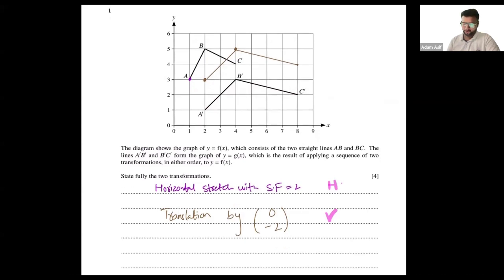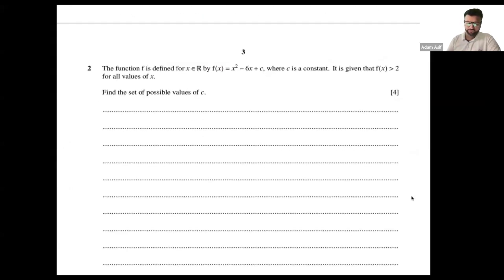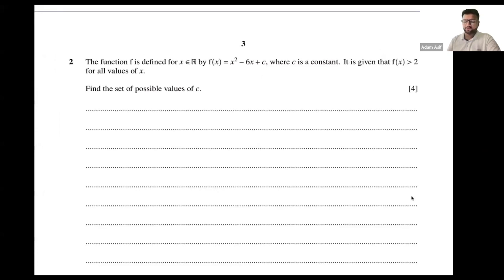Okay. Moving on to question number 2. The function f is defined for x belonging to all real values. f of x is x squared minus 6x plus c, where c is a constant. It is given that f of x is greater than 2 for all values of x. Find the set of possible values of c.